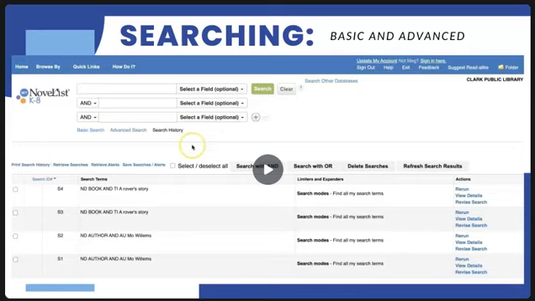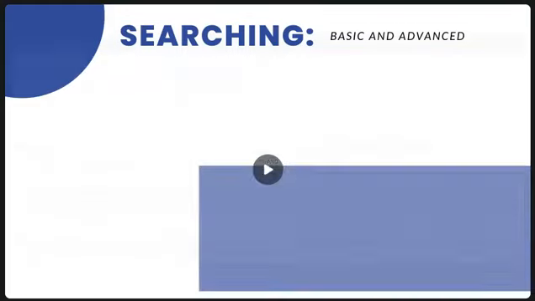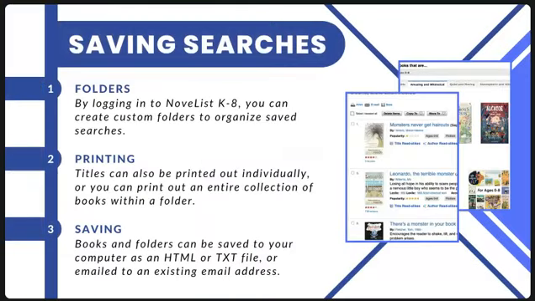Finally, you can review your search history and combine these searches in different ways. And NoveList also has a thorough help page which can provide support with advanced search field codes and terminology associated with the story themes. NoveList also provides users some additional features.